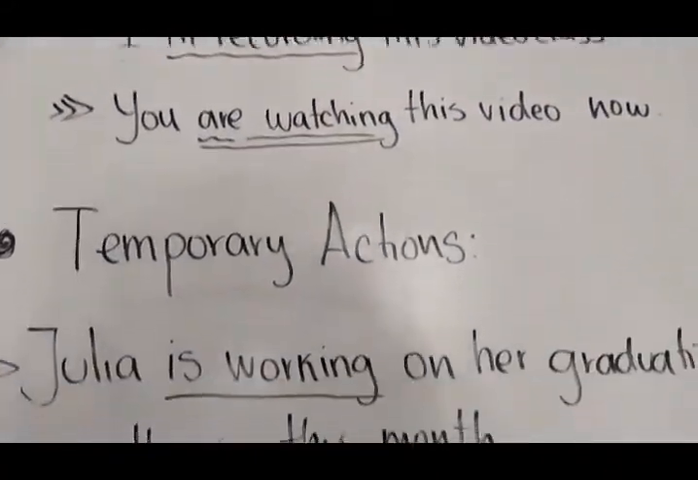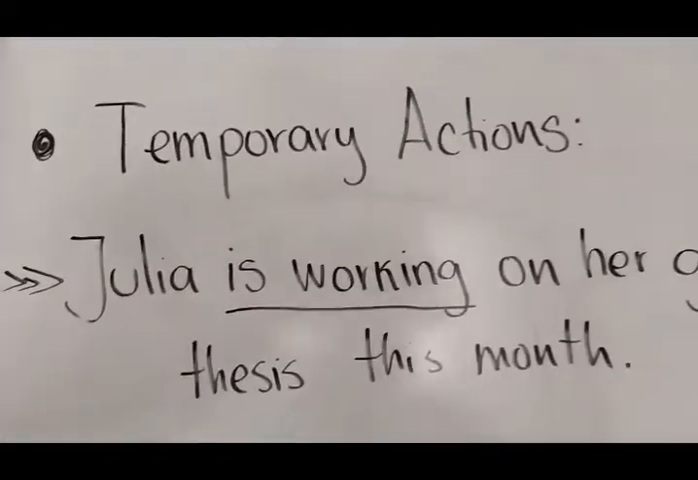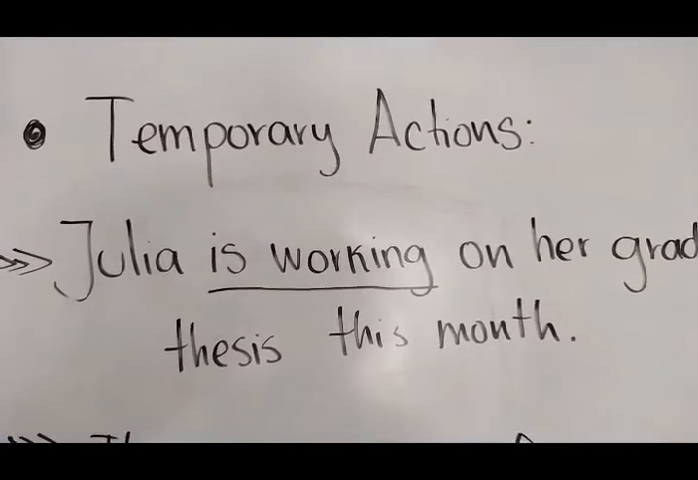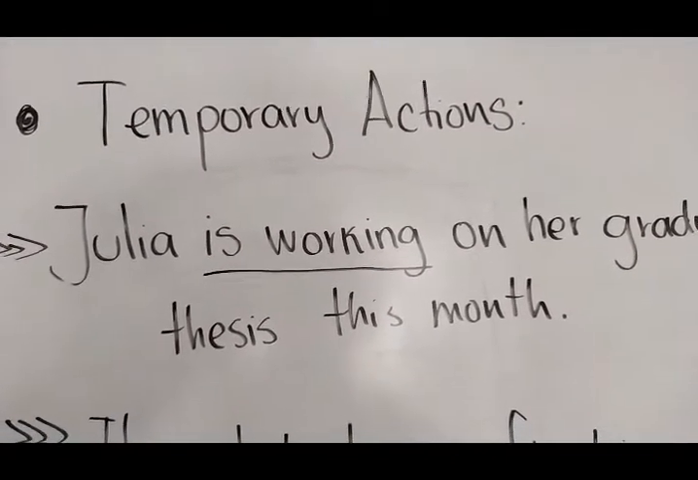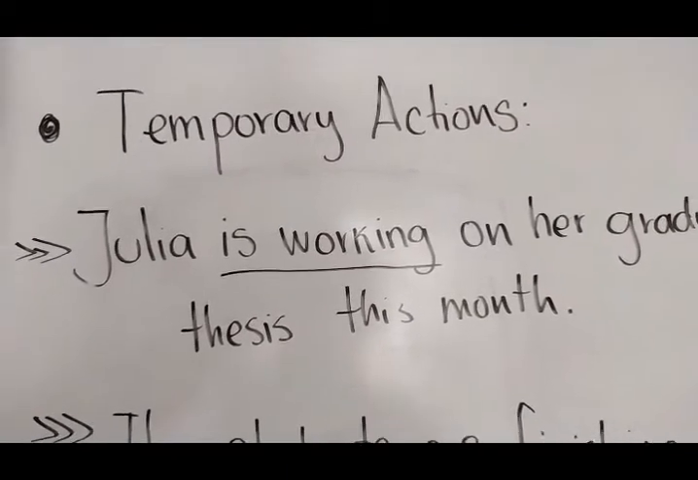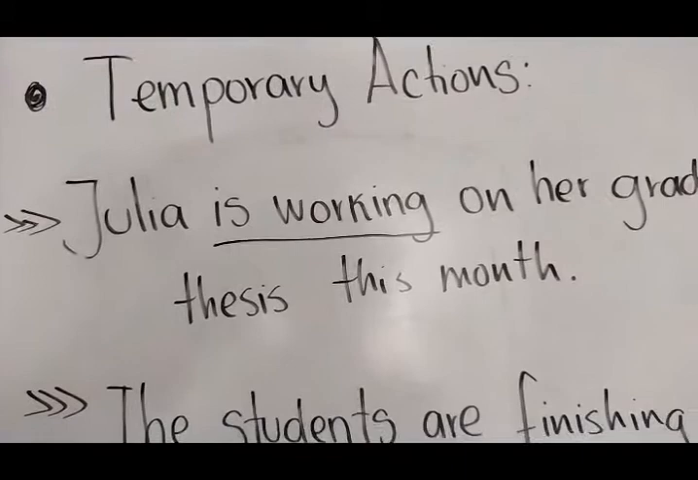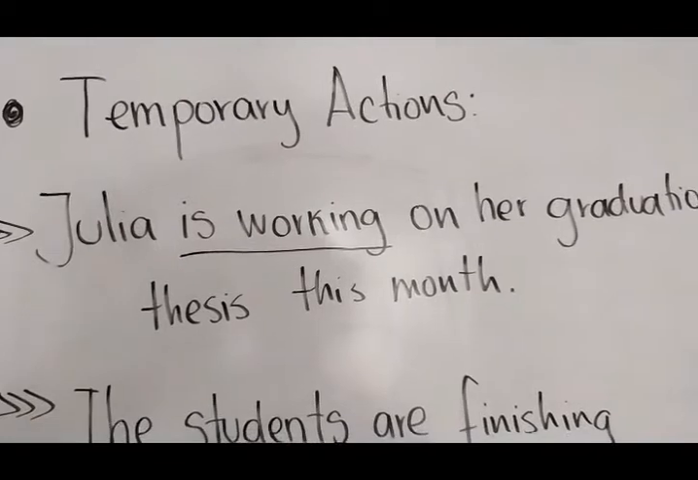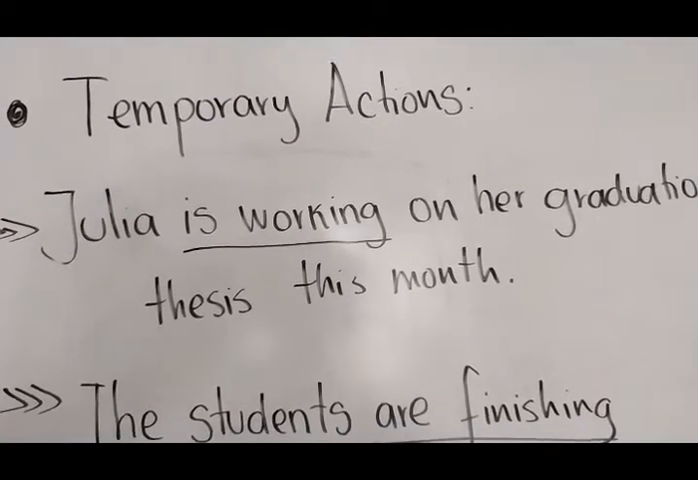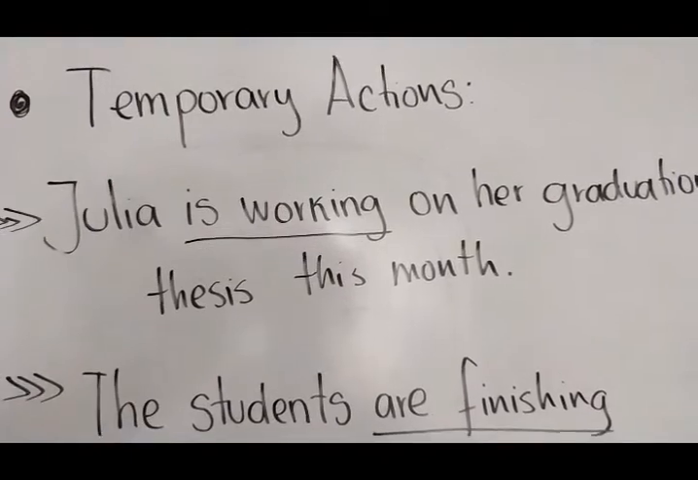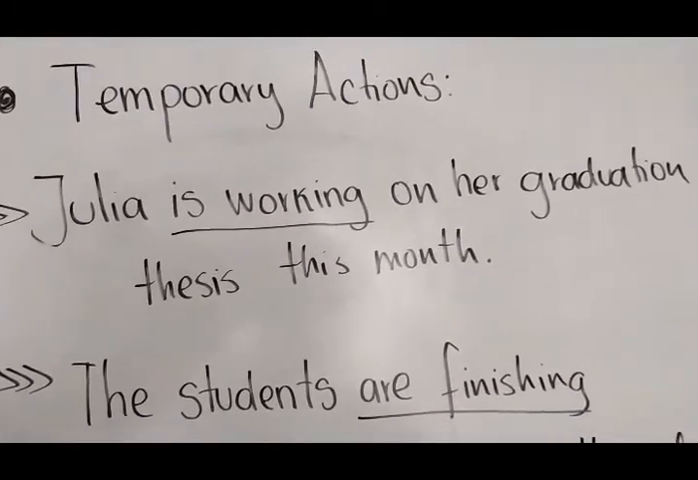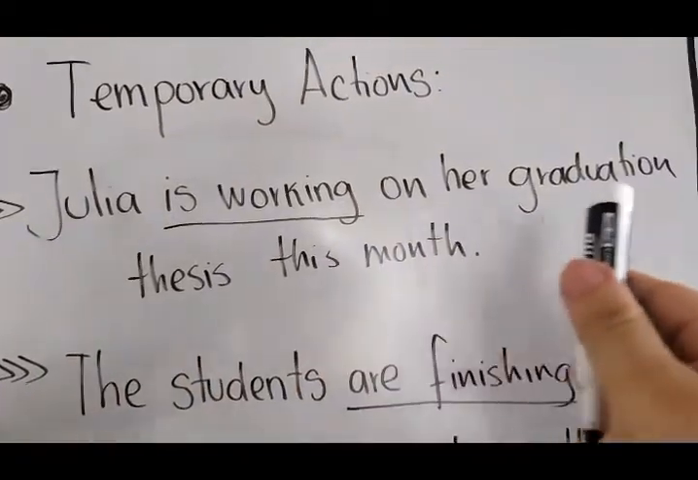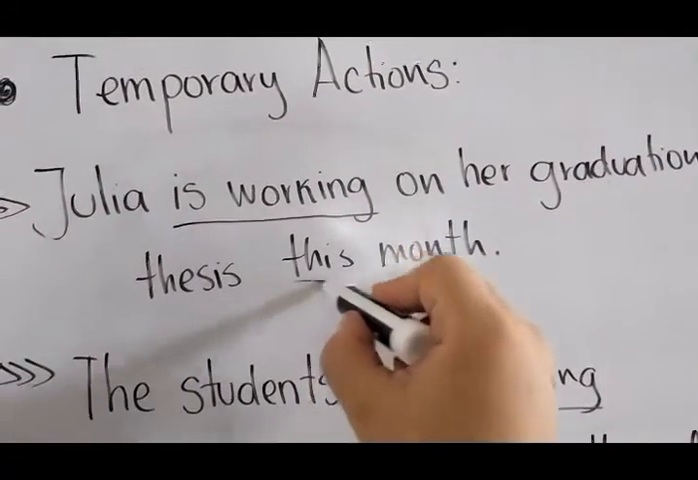The second use of the present continuous is to talk about temporary actions. They are not necessarily actions that you are doing now, but they are actions that you are doing during this time. For example, during this week, during this month, during this day. So those are temporary actions. They are not actions that you do usually as a routine, but actions that you, especially in these moments, are doing continuously. For example, Julia is working on her graduation thesis this month.